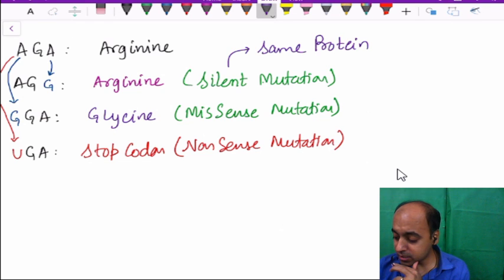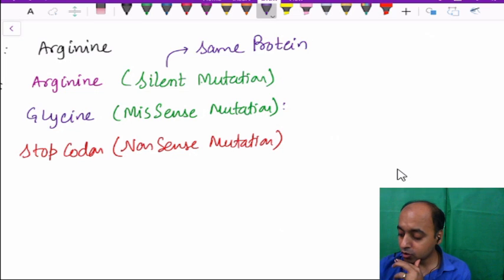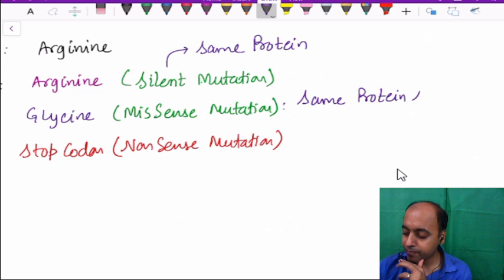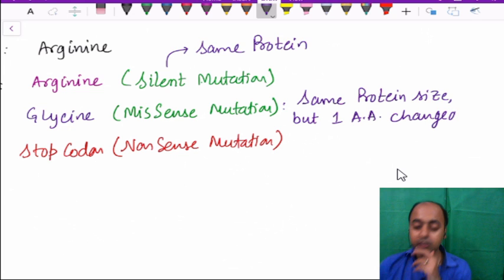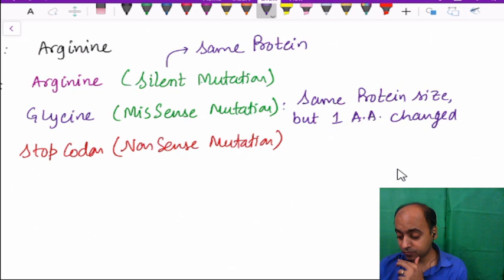In the missense mutation, what happens? You're getting the same protein, meaning the size of the protein is the same, but one single amino acid has been changed. We get the same protein size, but one amino acid has been changed.